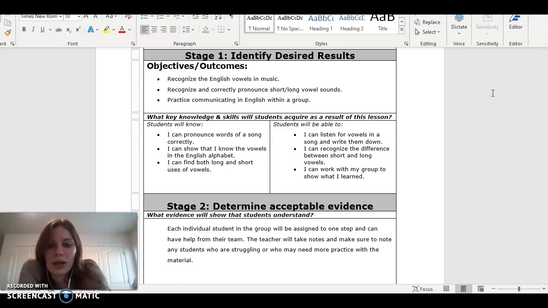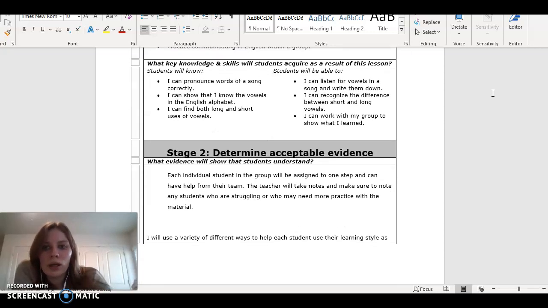And so it has a large focus on speaking, but also listening and reading. Students will know how to pronounce the words of a song correctly. It's really focusing on the pronunciation of English words, helping them show that they know the vowels in the English alphabet, and apply it to the real world, their real communications with other people, and to help them recognize those long and short uses of vowels in different words.